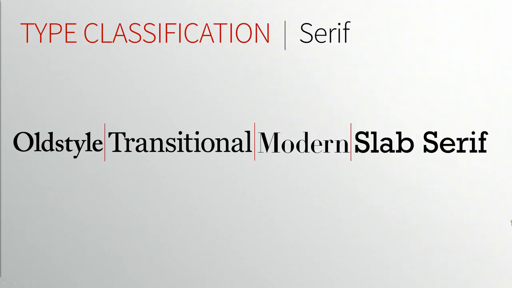So there you can see. We go from our old style, where we had less stress between our thick and thins, to transitional, a little bit more. Modern then, obviously much more contrast. And then finally on to our slab serifs as well. Okay, brilliant. Modern is very deco there, says Icarus. Indeed, indeed.